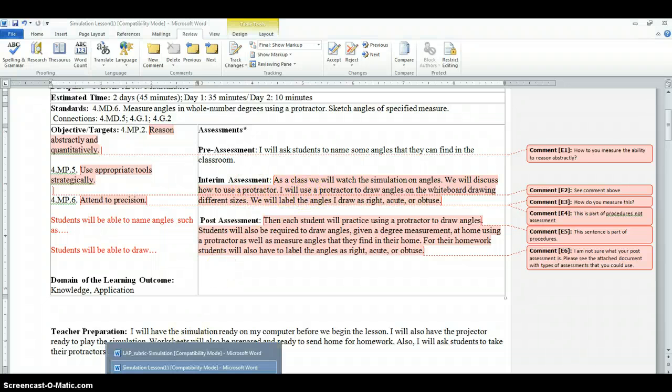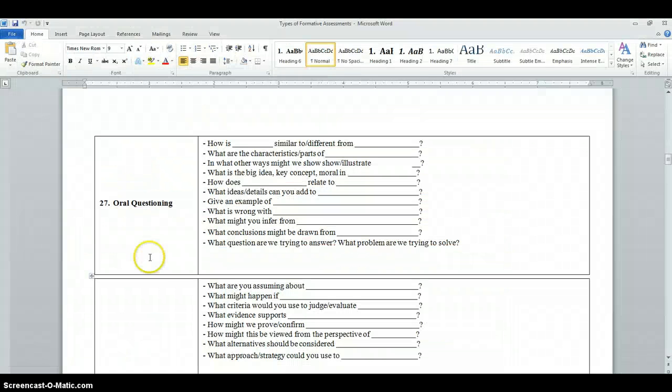So, here is an attachment that I am going to send to you. It is about 7 pages of different types of techniques and assessments that you can use. For example, you could have said, I'm going to use oral questioning. So in that oral questioning, you list some of the questions that you are going to use as part of your interim assessment. I'm going to use oral questioning in which I'll ask students such kind of questions.